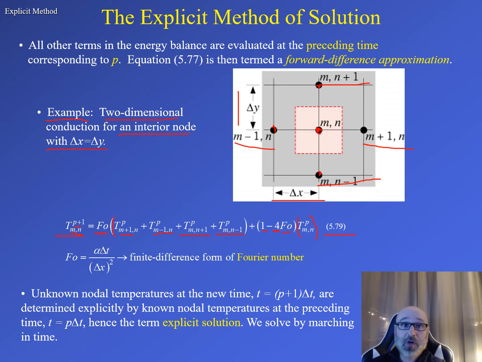Now, a thing to note when we're talking about our Fourier number here that we see in this equation 5.79 is that our Fourier number is equal to our term alpha times delta t all over our delta x squared, which is our finite difference form for our Fourier number.